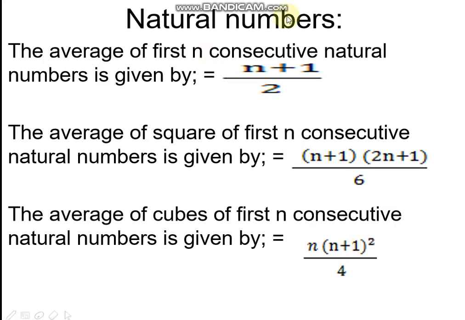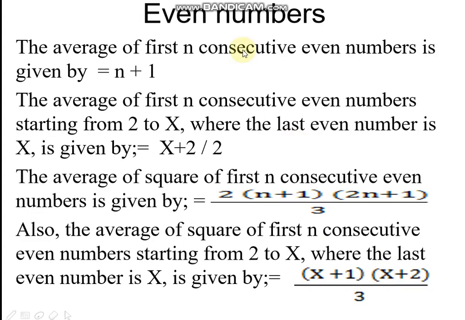Suppose we need to find the average for natural numbers, we have some formulas for that. The average of first n consecutive natural numbers is (n + 1) by 2. The average of squares of first n consecutive natural numbers is (n + 1)(2n + 1) divided by 6. The average of cubes of first n consecutive natural numbers is n(n + 1) the whole square divided by 4.